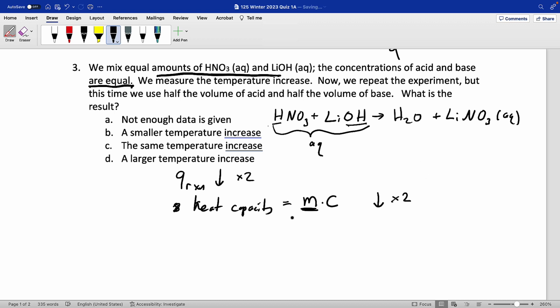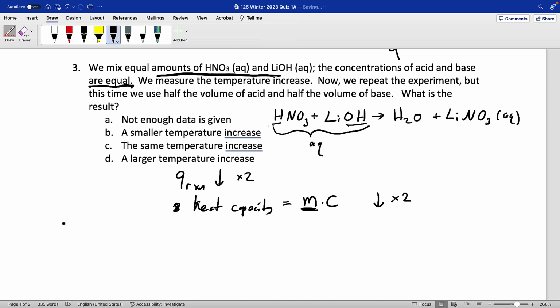Well, the heat capacity is how hard it is to change the temperature, right? So the more stuff you have, the harder it is to change the temperature, the less stuff, the easier. So you cut the amount of heat you put in to the water by a factor of 2, but now there's half as much water. So those two factors are going to cancel.